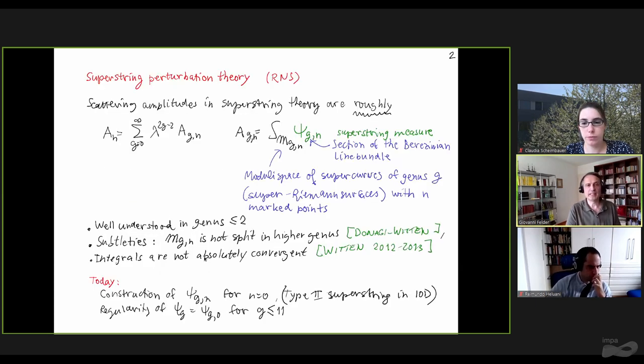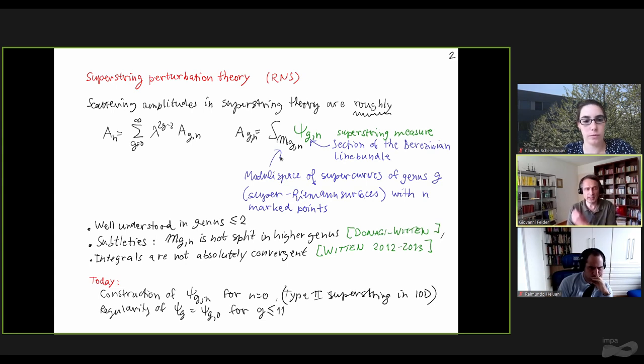Okay, so what is superstring perturbation theory? In superstring theory, you have scattering amplitudes, and the formula in perturbation theory for the scattering amplitude is a sum over various contributions from curves of genus G. If you have a scattering of n particles, you will have a sum of this type, a sum over genus with some coupling constant lambda. And each contribution at fixed genus is given by an integral over moduli space.